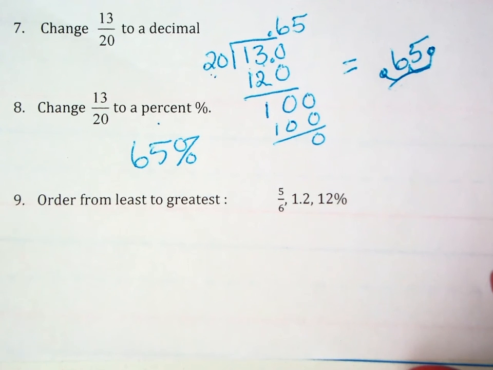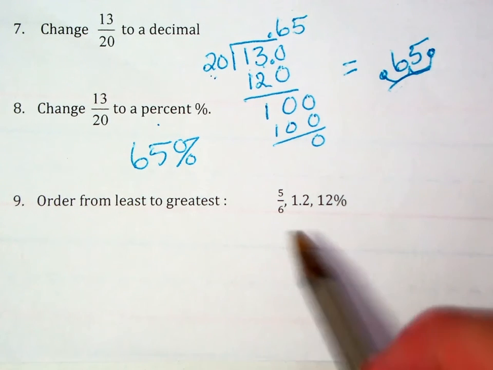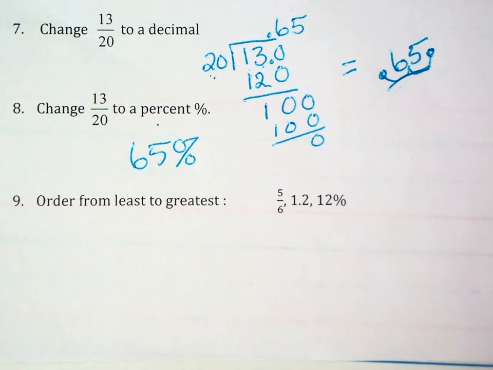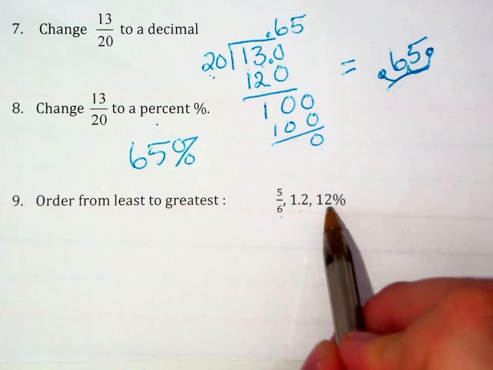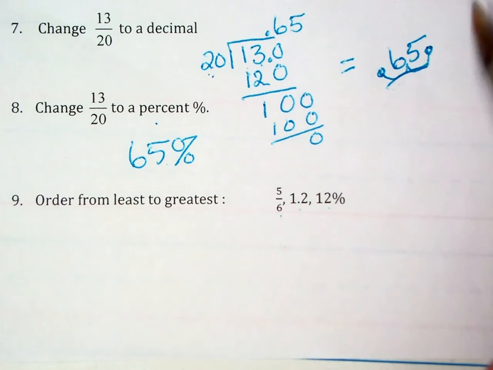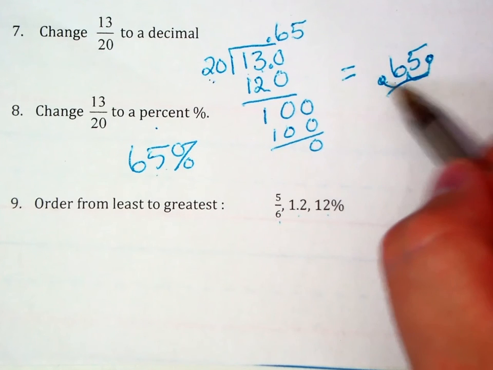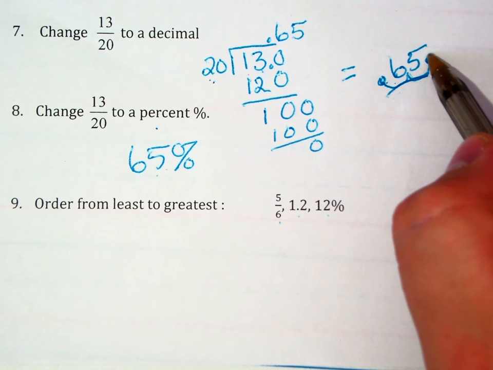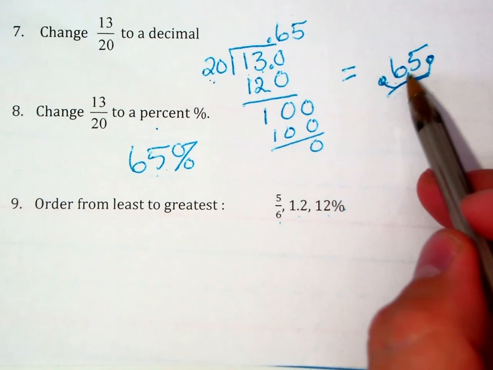Looking at problem 9 now, order from least to greatest. It would be helpful to have all of these numbers in the same form, or at least somewhat close to the same form. So I have a fraction, I have a decimal, and I have a percent. As we just talked about, in order to go from a decimal to a percent, we had to move our decimal 2 places to the right. The opposite is true if you're going from a percent to a decimal.